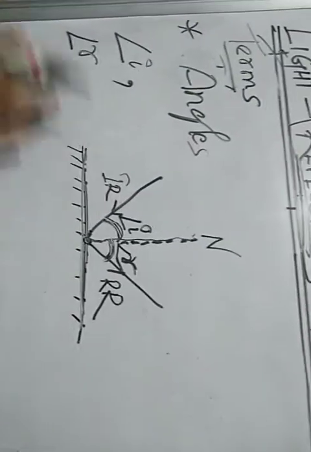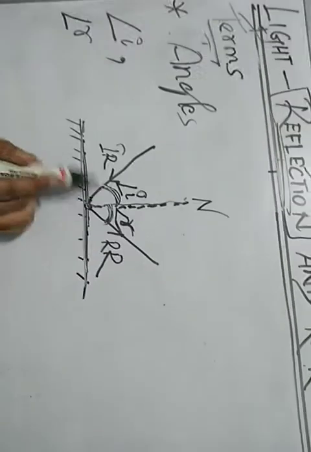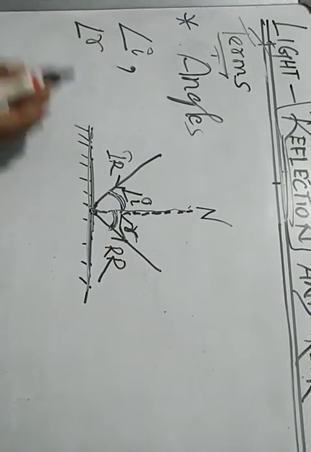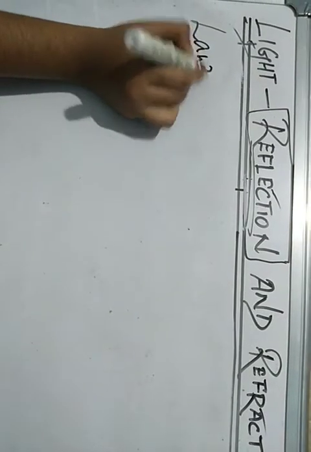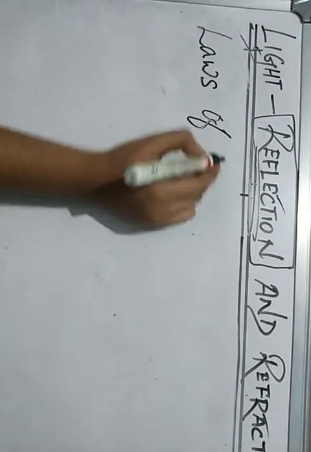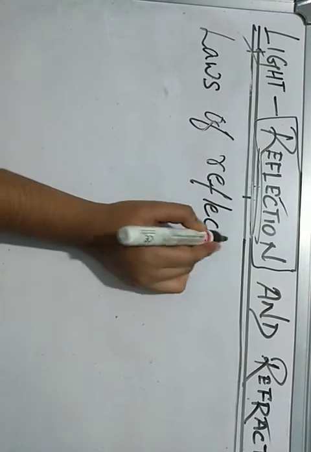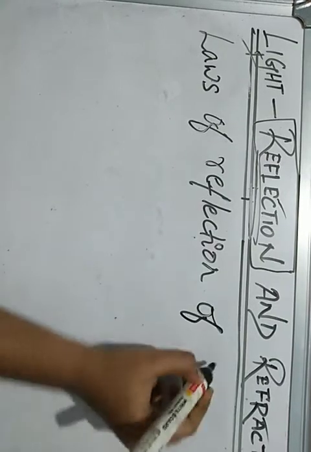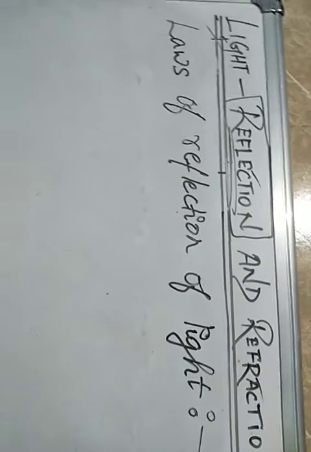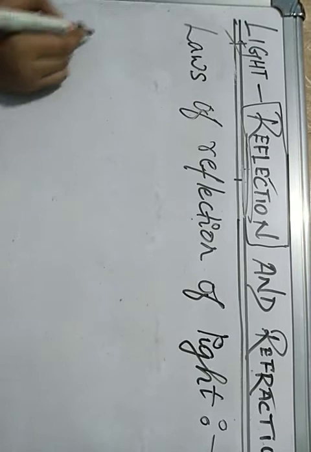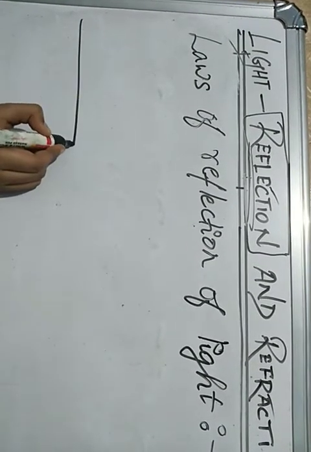Now you have learned the terms related to reflection, so you can understand the laws of reflection of light easily. You have learned what the incident ray is, the reflected ray, the point of incidence, the normal, the angle of incidence, and the angle of reflection. So now the laws of reflection of light will be very easy to understand. Now let me first draw the diagram so that it will be easier to understand.